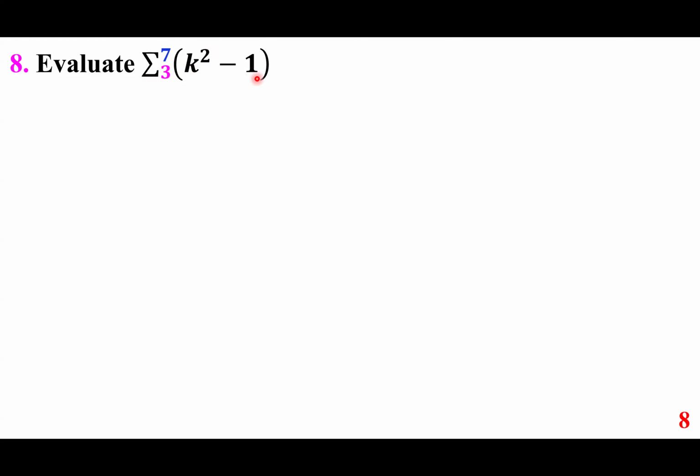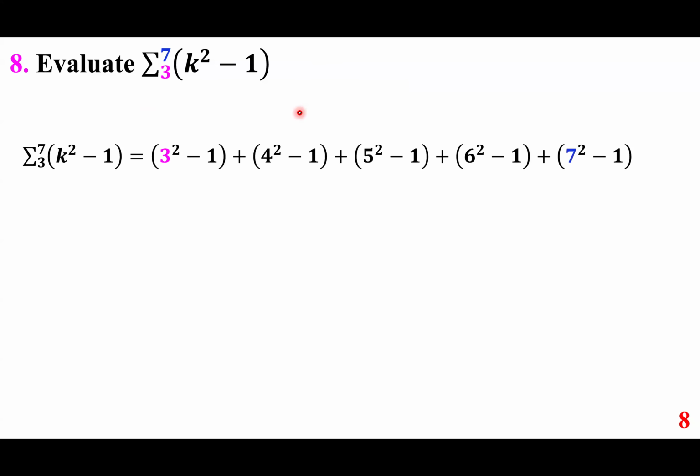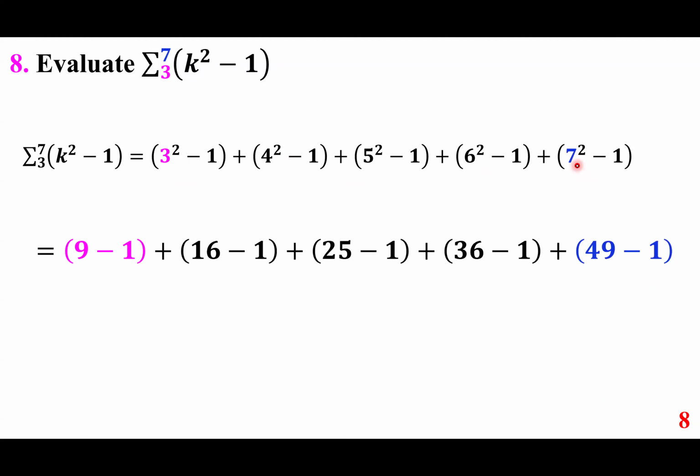So 3 squared minus 1. Then you go to the next number, 4. So plus 4 squared minus 1, 5 squared minus 1, 6 squared minus 1, 7 squared minus 1. Add them all up. That's the meaning of summation. 9 minus 1, 16 minus 1, 25 minus 1, 36 minus 1, 49 minus 1. And add them up, you get 130. So the concept of a summation, sigma, simply means add them up in the fashion that was explained.